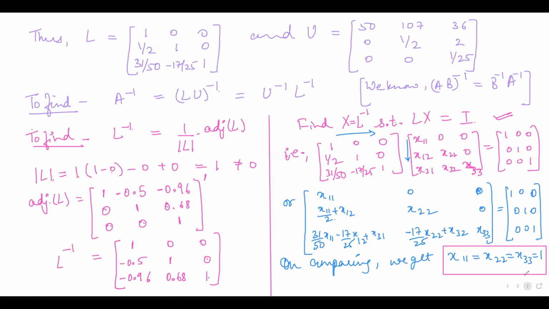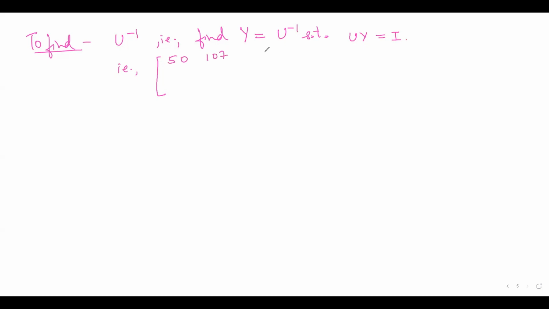Now, what we need to do next, we have to find out U inverse. So I'll be using this concept only, so that is find Y, which is equal to U inverse, such that U of Y is equal to identity. That is, your upper matrix, that upper triangular matrix that we have is 50, 107, 36.